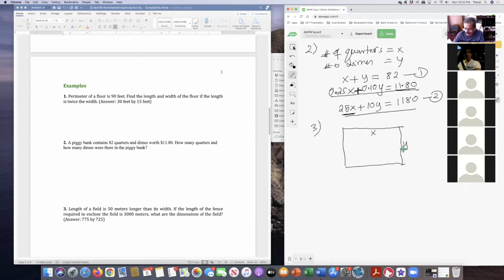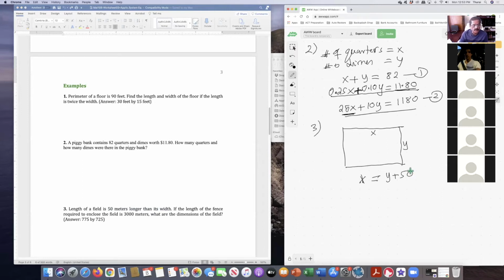So here is how it translates. The length of the field is... you have to first write the letter for that. Length of the field is what we call x. So you write the x, and now the word "is" translates to an equal sign. 50 more than width will be 50 plus y, or y plus 50. So length equal to y plus 50.